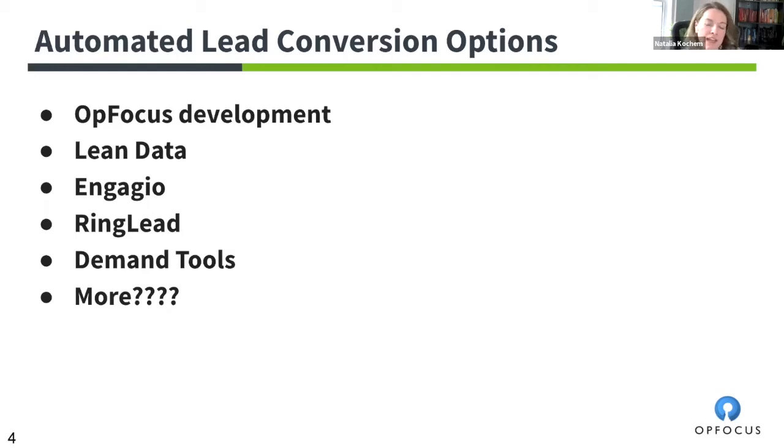I recently learned that Engagio has this option. I've also learned that RingLead does, and DemandTools, I'm not sure how automated it is. It might be a batch job. Our code, for example, happens relatively right away, whereas some of the other tools out there might do it in the evening or whatnot, might need to be scheduled. Has anybody else seen other tools out there that do some sort of auto lead conversion?